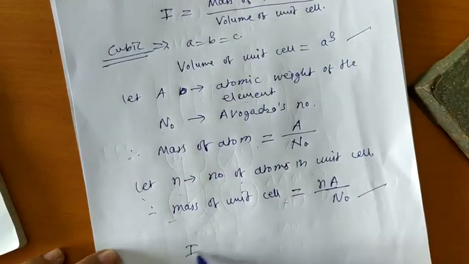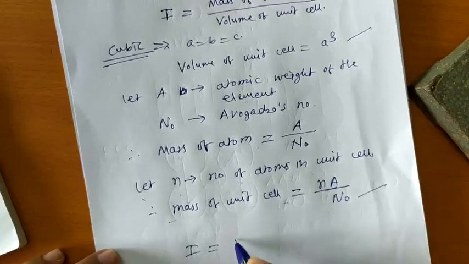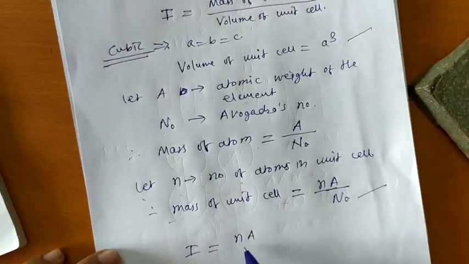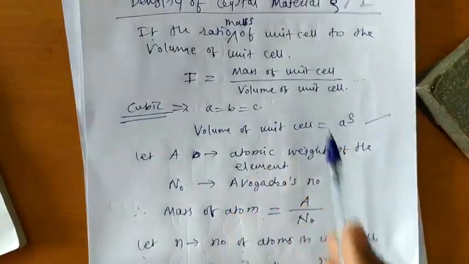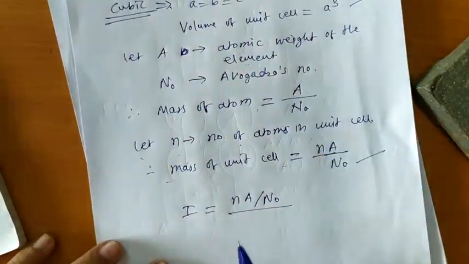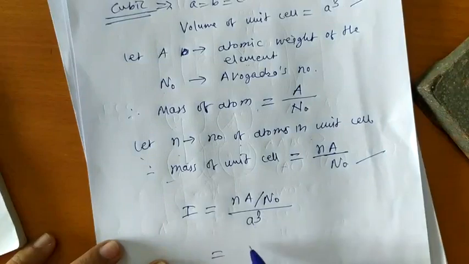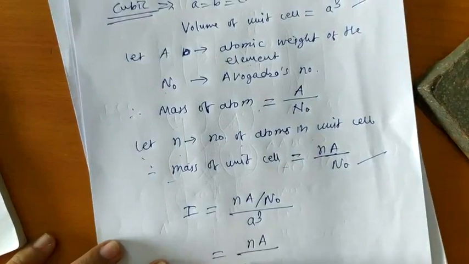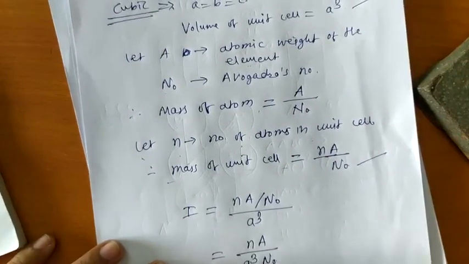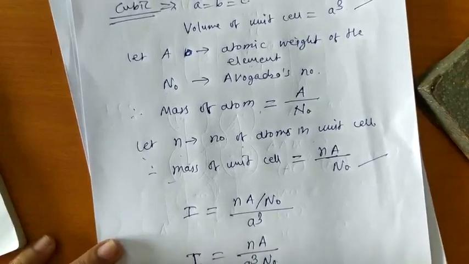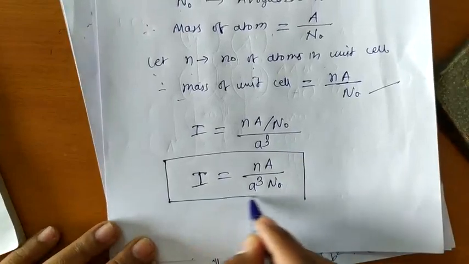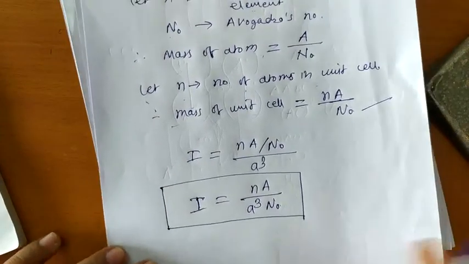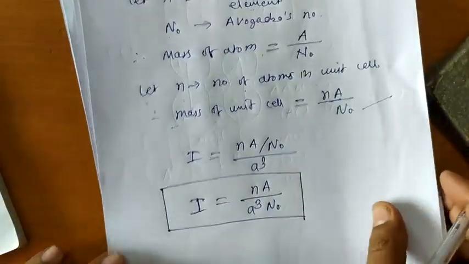Therefore, the density of crystal material, that is I, can be expressed as nA upon N0 upon the volume of unit cell, that is A cube. Therefore, I equals nA upon A cube N0. This represents the density of crystal material.